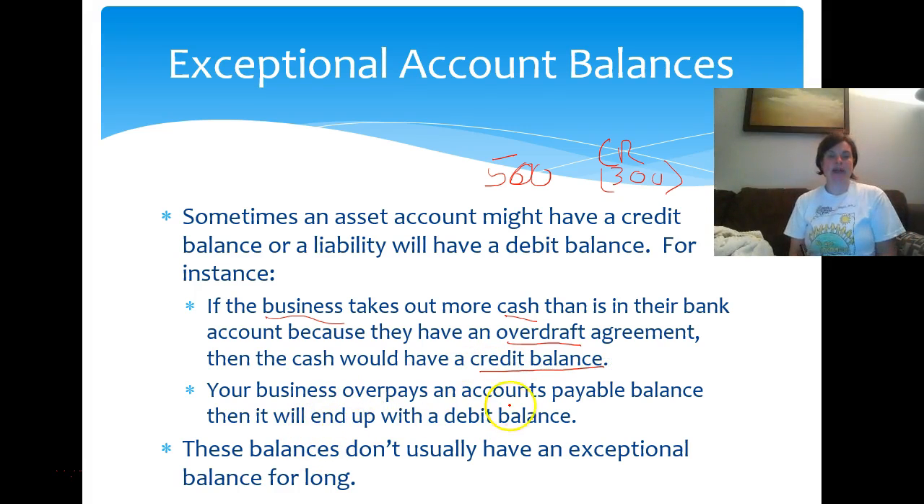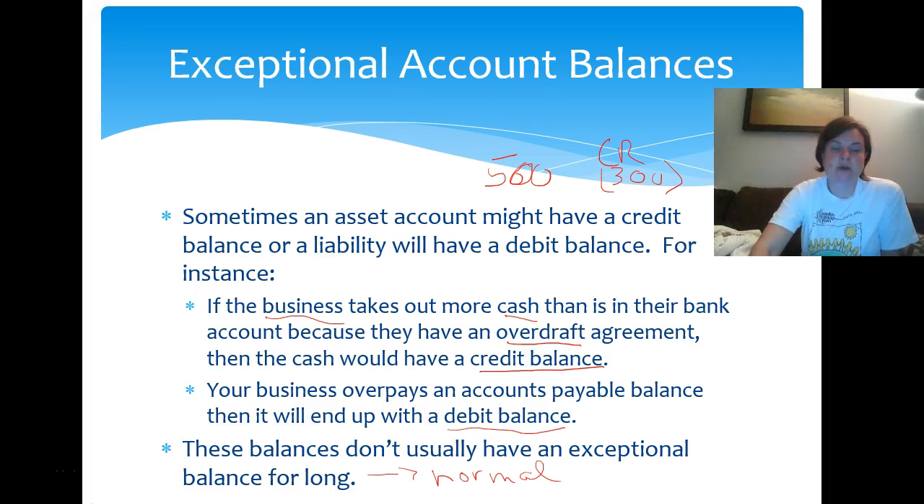Sometimes a business will overpay in accounts payable. So if they regularly pay one of their accounts payable, like let's say Bell Canada, and they accidentally overpay them more than they intended, they wrote the check for more than they should have, then it will end up with a debit balance for a short period of time. It'll fix itself the next time we write a check. These balances don't usually have an exceptional balance for very long. They usually correct themselves and become normal again in a short period of time. So assets will go back to a debit position and liabilities will go back to a credit position.